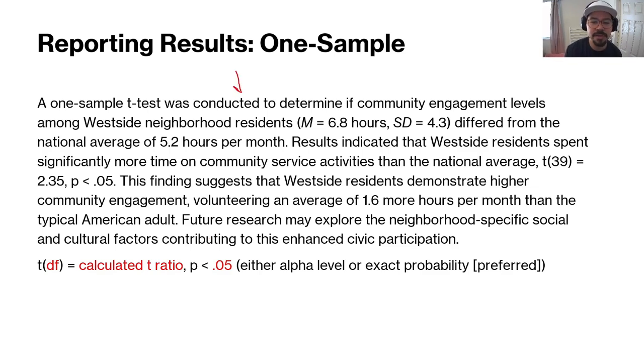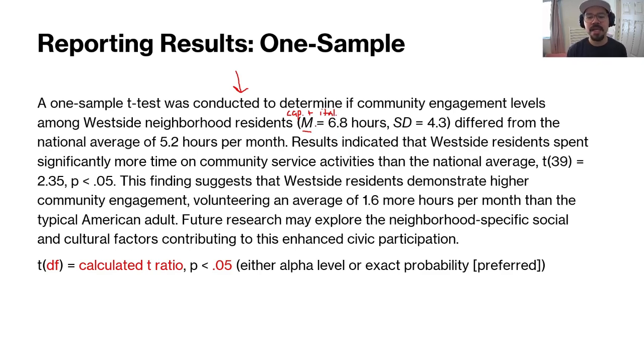Okay. Notice here that this first sentence is giving a little recap of what we did, right? We are conducting a one sample t-test to determine community engagement levels among West Side neighborhood residents. We included this information in parentheses. Notice that this M is capitalized and it is italicized. That is the way you are always going to include this. Capitalized, I'm just going to write it as cap plus italicized. Always, always, always. Always, okay?